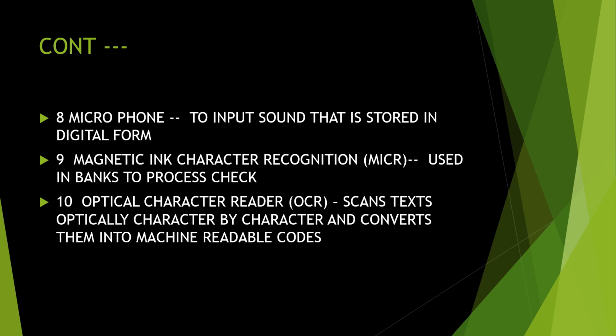Next is the optical character reader, OCR. It scans text optically, character by character, one by one, and converts them into machine-readable codes. The optical character reader changes the text into mechanically readable codes. So it scans and converts it into machine-readable codes. These all belong to the input devices.